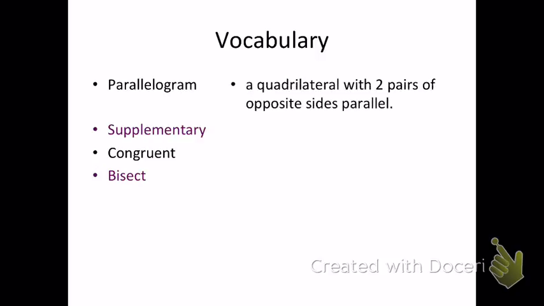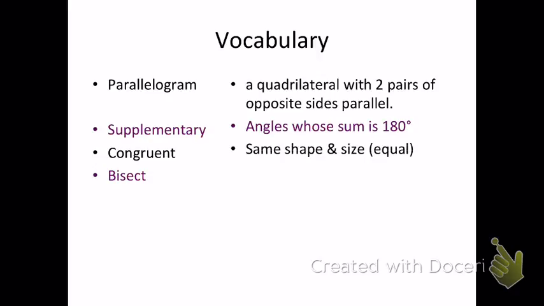So the first definition is parallelogram. A parallelogram is a quadrilateral with 2 pairs of opposite sides parallel. Supplementary is a term that we've gone over already as well, and it is angles whose sum is 180 degrees. Congruent is a third term that we've heard a lot of so far, and congruent is same shape and size or equal. And then the last term, bisect. Bisect is a verb, and bisect means to cut in half. You can cut in half a line segment or an angle.